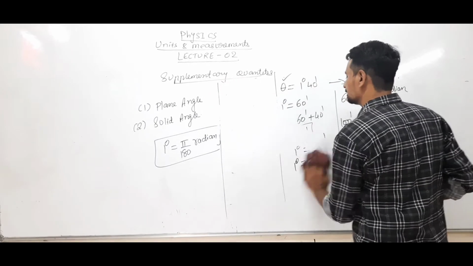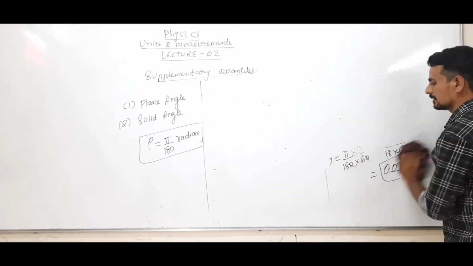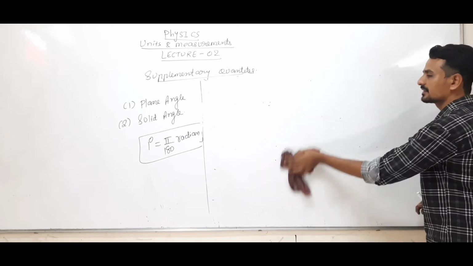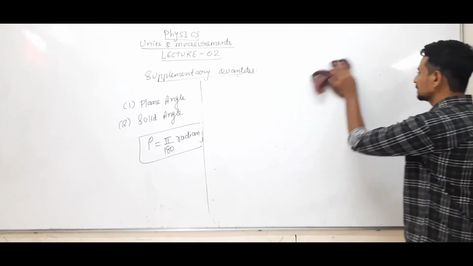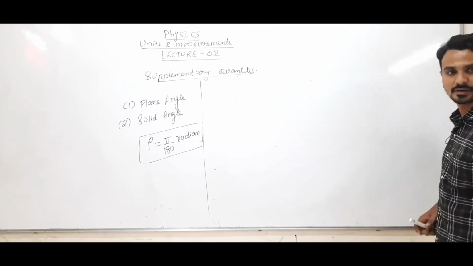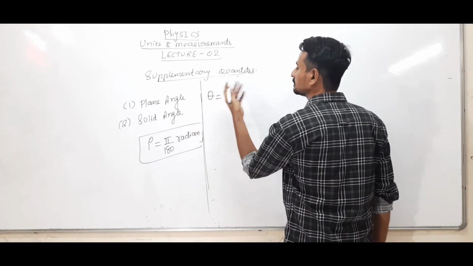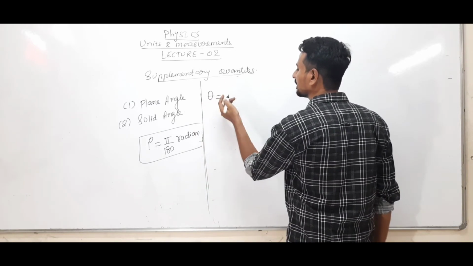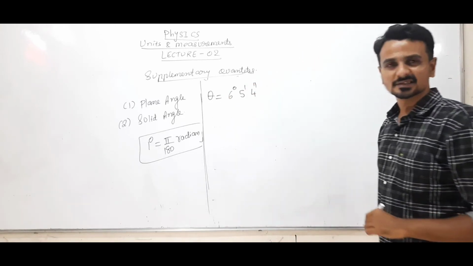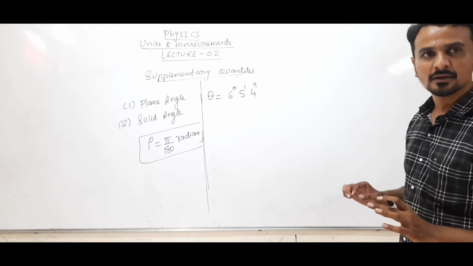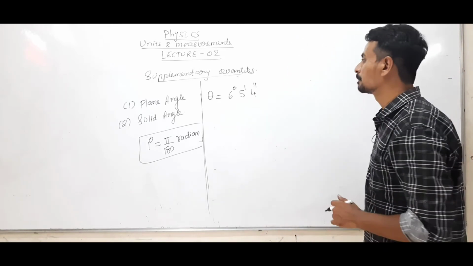Of course there is a short method to convert this into radian. We'll understand it after you practice a few questions of this type. Now suppose theta is anything, we can say 6 degree 5 minute 4 second. Convert this into radian.